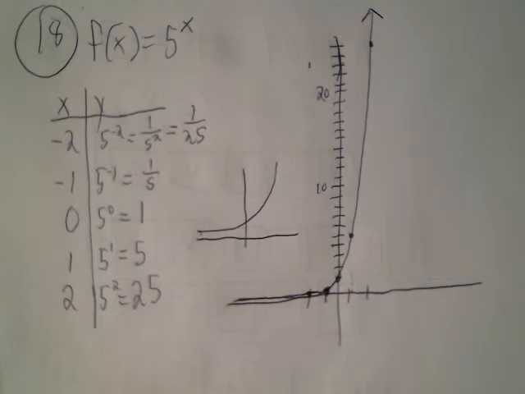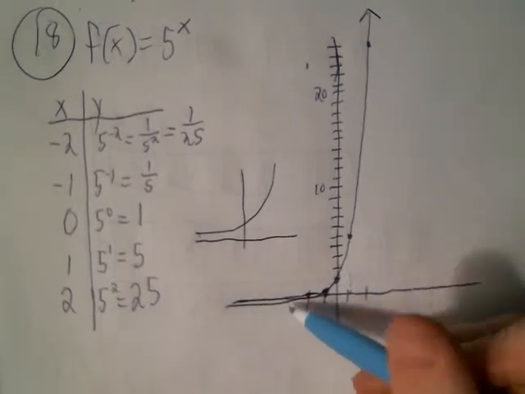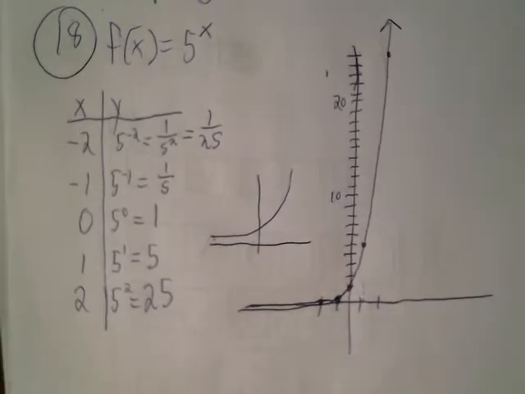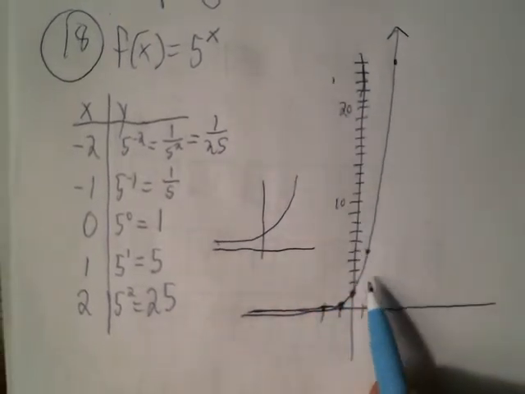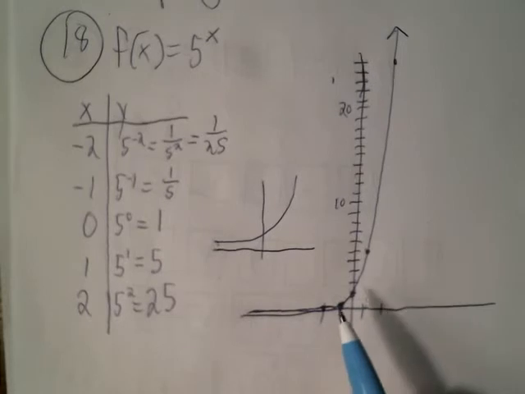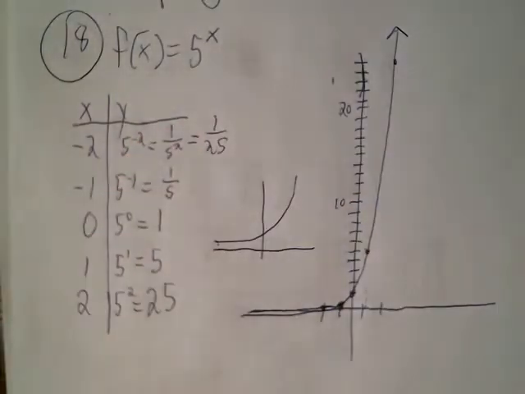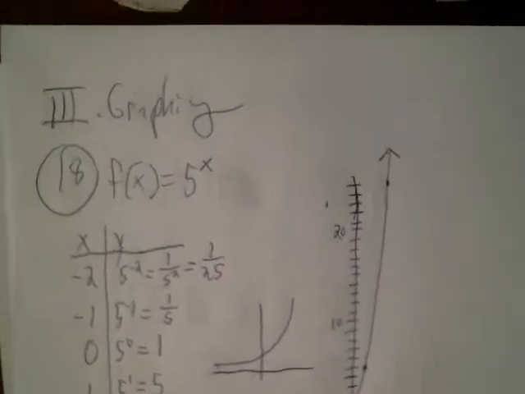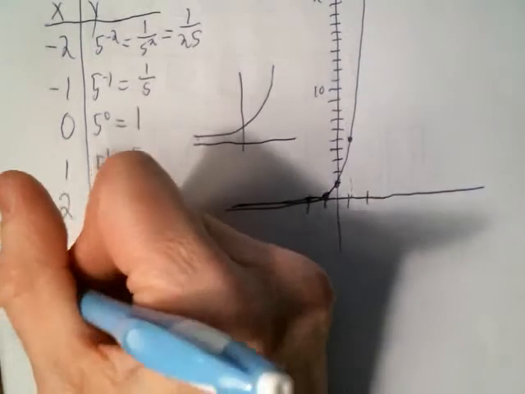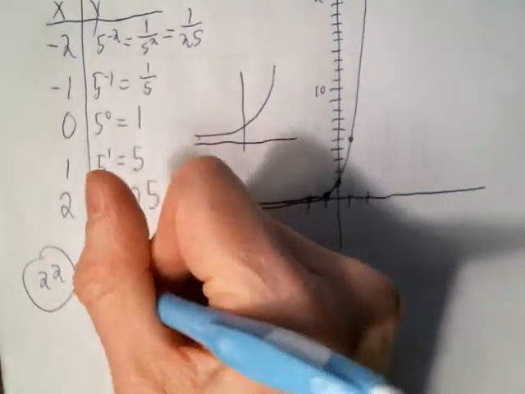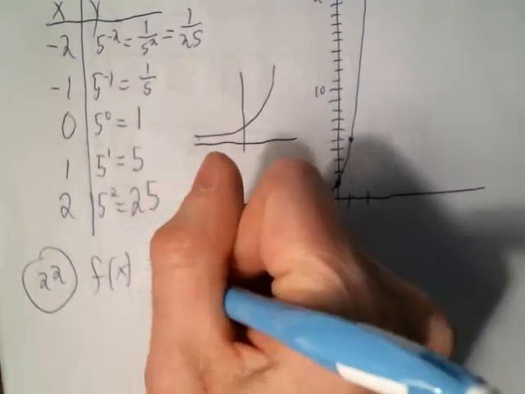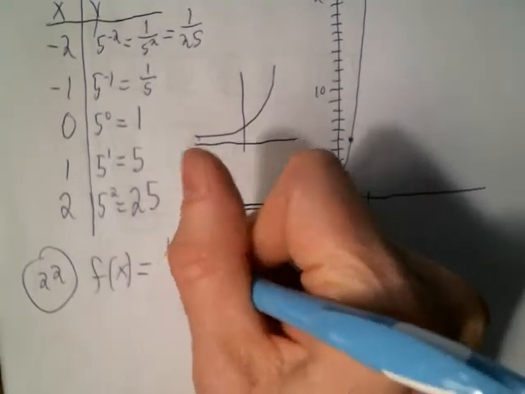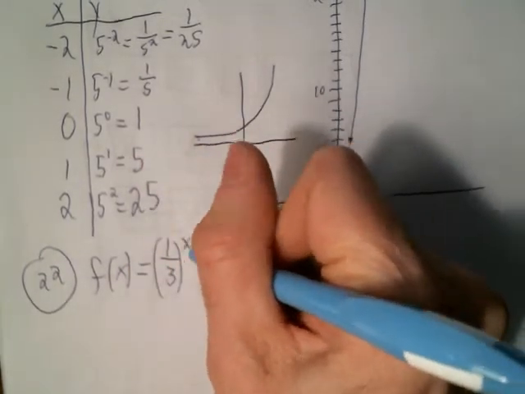And there's one other form. So this is called exponential growth, but there's also exponential decay. And it's basically taking this and rotating it around the y-axis. So you have to imagine a three-dimensional type figure. So let's look at the exponential decay version. I'll look at number 22. And this will be h of x, f of x equals (1/3)^x.